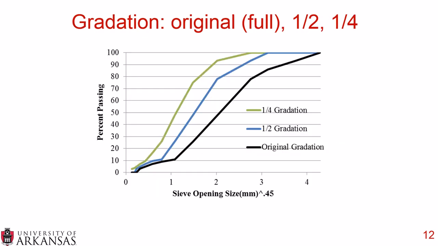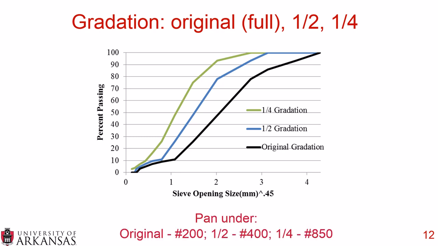Here are the three different gradations we looked at. You can see the original gradation is the solid black line on the far right, and then we essentially cut that gradation in half and then cut it in half again. And in order to get these gradations, we place the pan under the number 200 sieve for the original gradation, and that's the traditional place for a pan. But then for the finer gradations, we inserted a number 400 sieve, and we also inserted a number 850 sieve. So these are very fine sieves, but we wanted to make sure that those very small particle sizes were the same gradation as the original gradation, just shrunk to a smaller size.